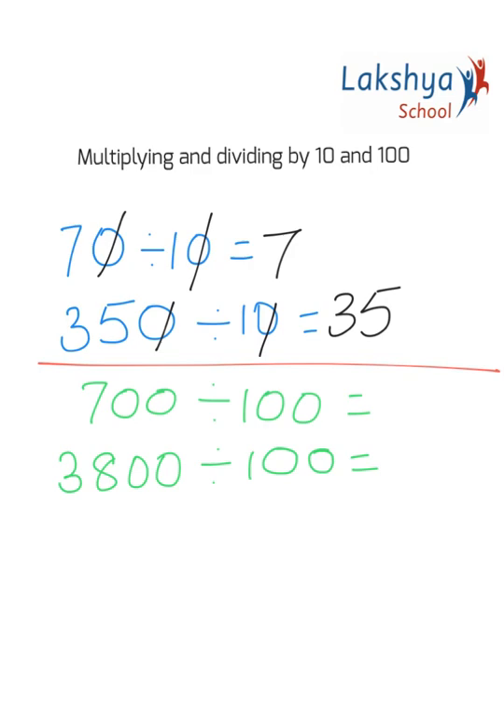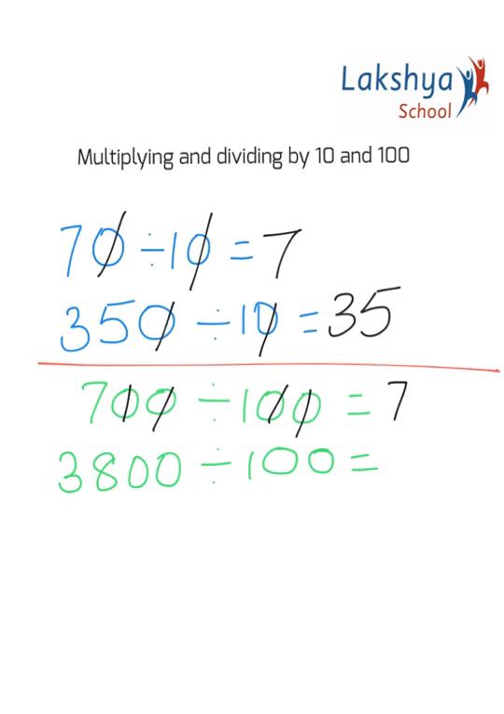In the number 700 divided by 100, the answer is just 7 because over here the number 7 has moved 2 steps to the right, or we can say the zeros of the 700 and 100 get cancelled.